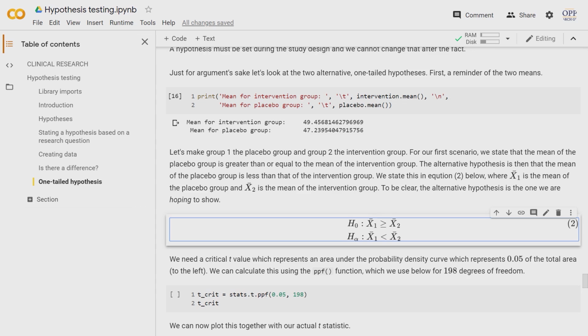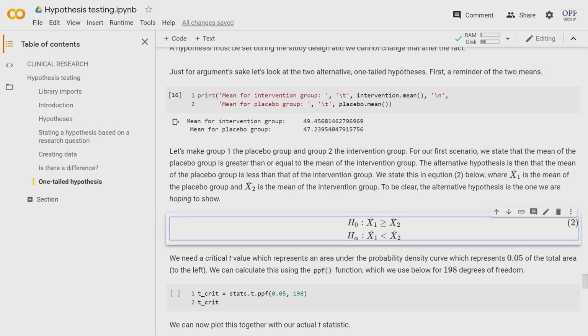That means we are stuck with a null hypothesis, which says that the mean of the placebo is larger than or equal to the mean of the intervention group. Okay, and that is what we accept. And our alternative or test hypothesis then is going to be that the mean of the placebo group is less than the mean of the intervention group.